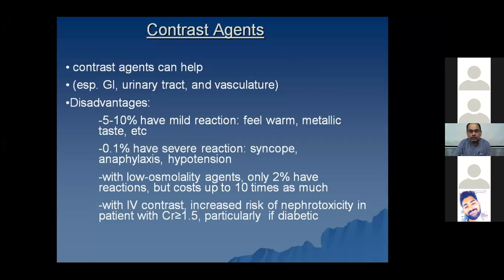There are multiple types of contrast agents. Usually, the low osmolarity agents are used. The chances of reactions are about 1 to 2%. In case of intravenous contrast, we should keep in mind that it may be nephrotoxic to the patient, and it should be used carefully in a patient who has already compromised renal function.